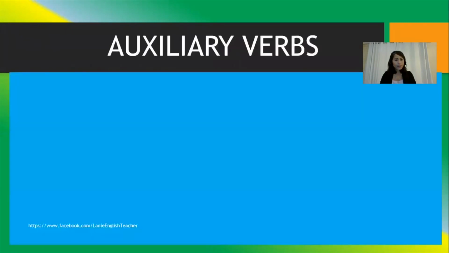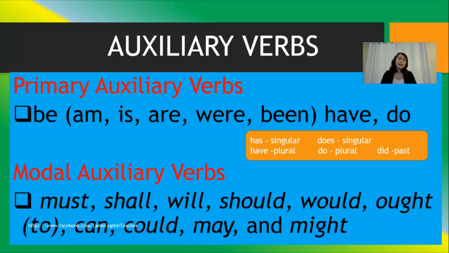All right? But as I have said earlier, making tag questions is a bit of a confusing lesson, so one has to have sound knowledge about auxiliary verbs. Now, what are these auxiliary verbs? First, I have primary auxiliary verbs. What are these primary auxiliary verbs? These include verb be, like am, is, are, were, been, have, and do.